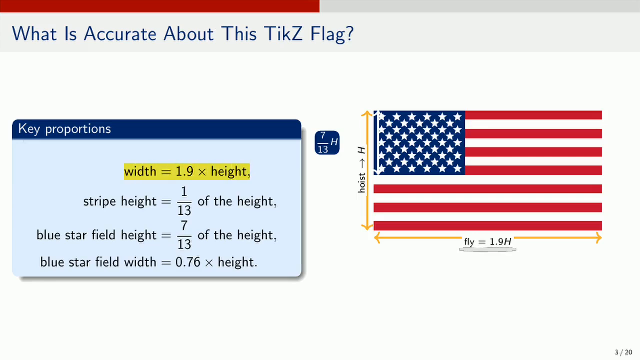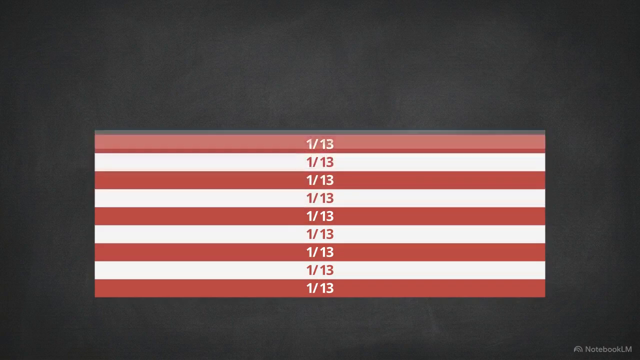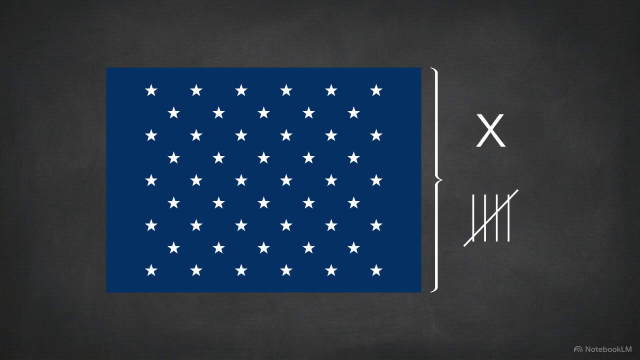The overall width, or fly, is exactly 1.9 times the height, and the horizontal structure is divided evenly into 13 alternating stripes. This graphic shows that because those 13 stripes are identical in size, they form a perfect unit fraction model. If you draw a flag with a full height of exactly 5 inches, the height of each individual stripe becomes precisely 5/13 of an inch. Establishing this simple fraction logic gives us a solid baseline. From here, we can apply more advanced algebraic counting methods to the most complex part of the design, the canton.